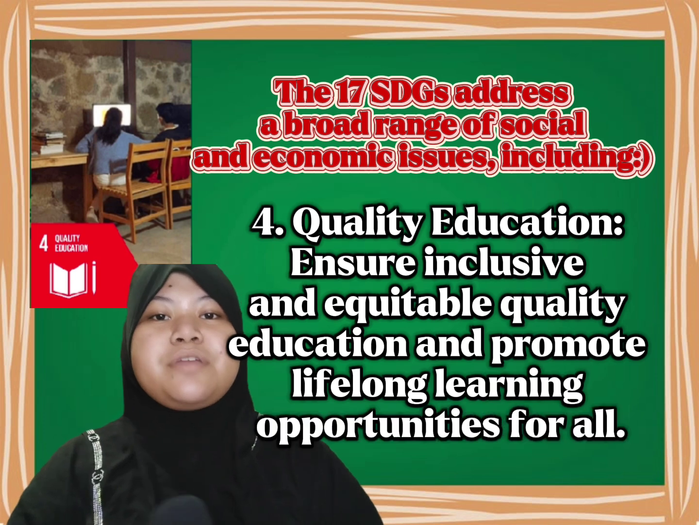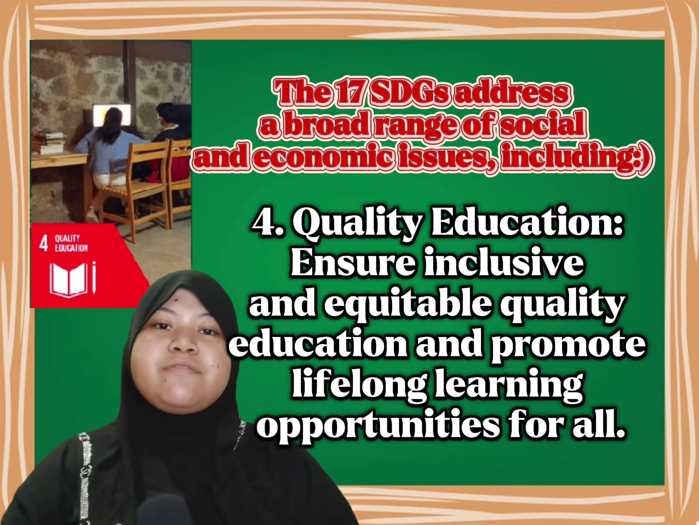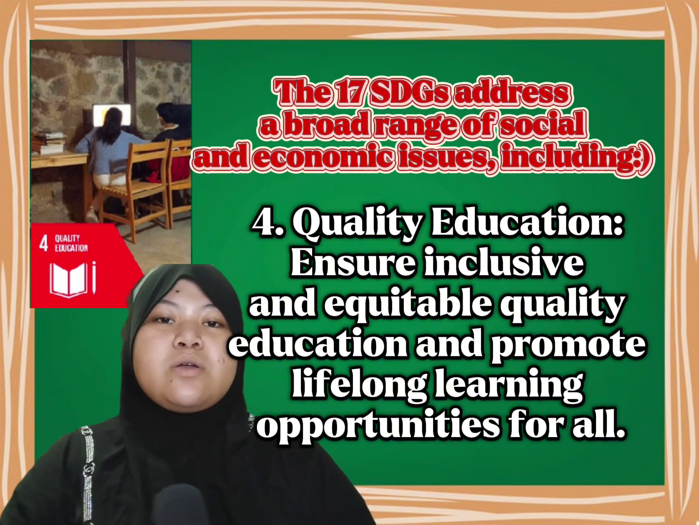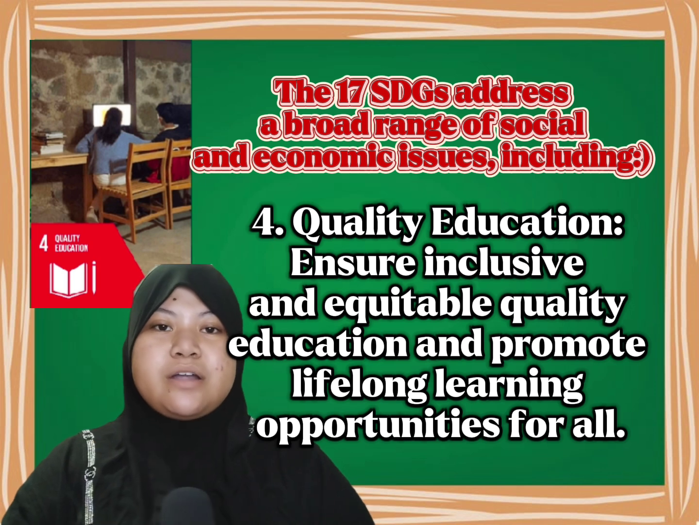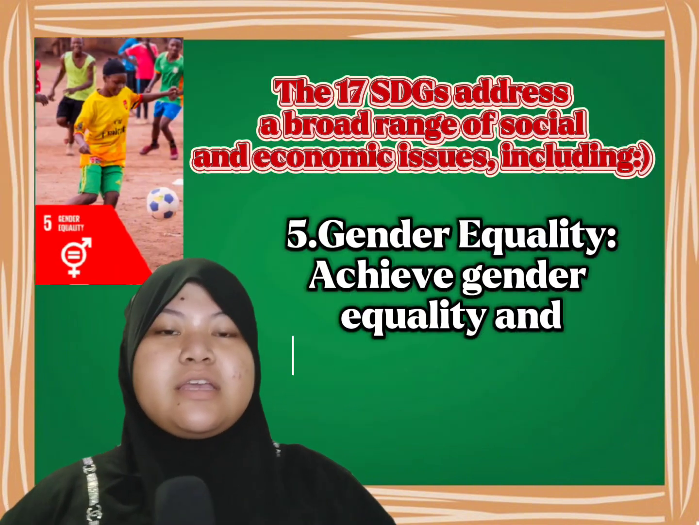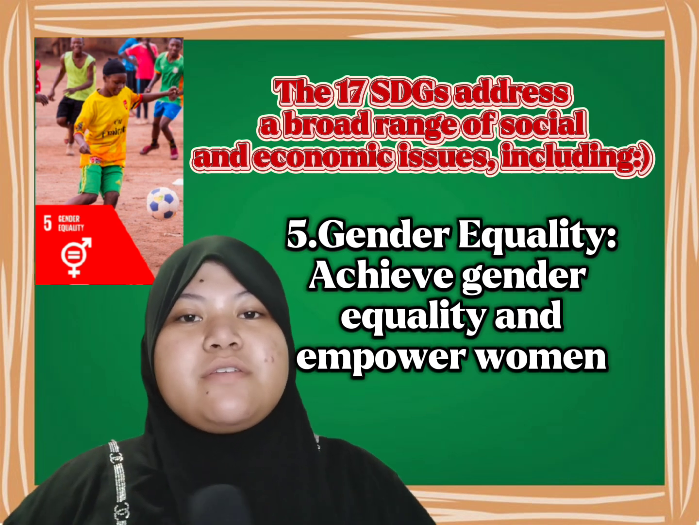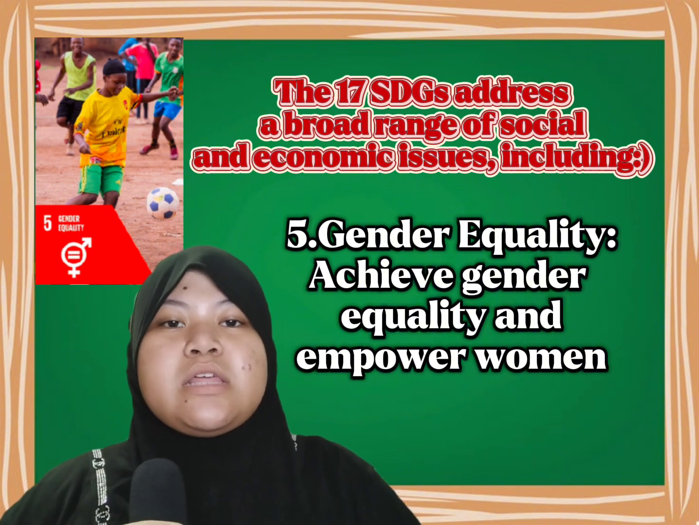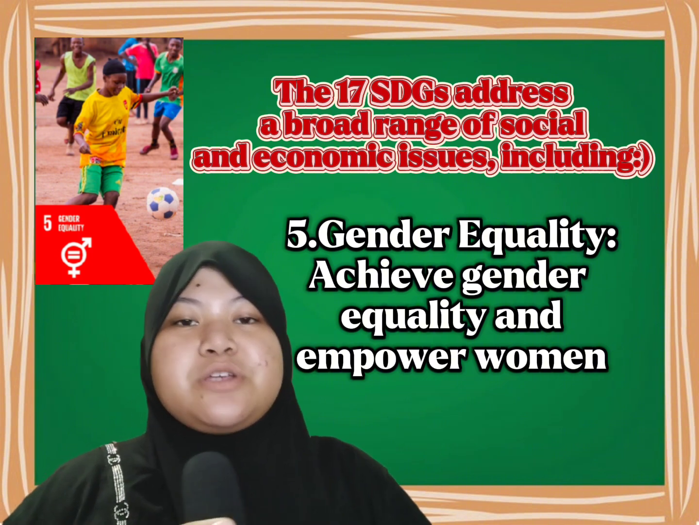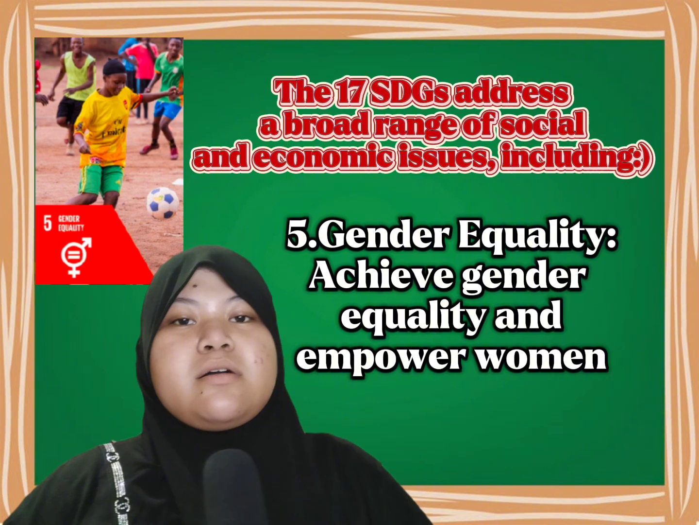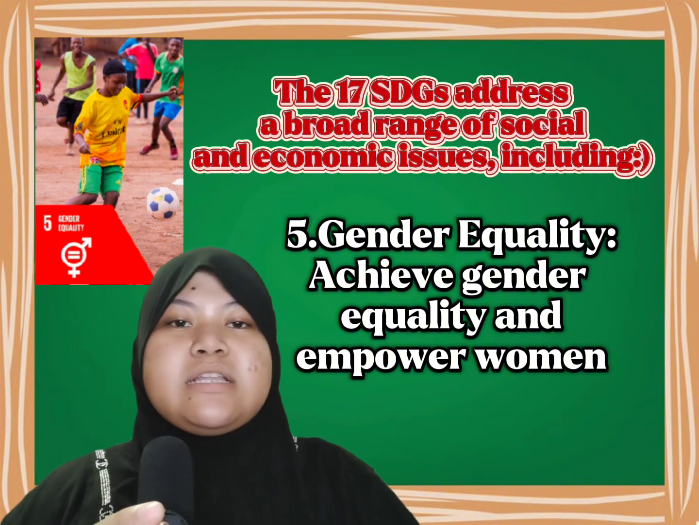The next one, we have quality education. This sustainable development goal is aiming that by 2030, all students can access quality education regardless of their background, promoting quality education and lifelong learning opportunities. Next one, we have gender equality. This goal is aiming that by 2030, we don't have gender inequality or discrimination. This goal is aiming that every individual has equal treatment.